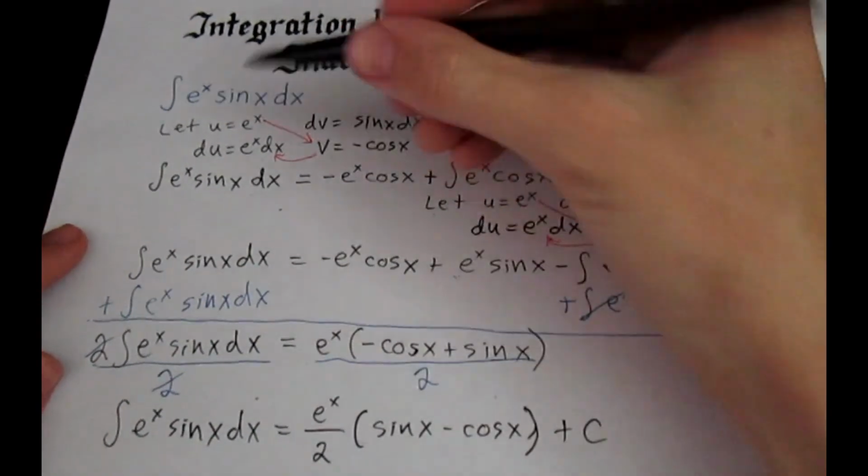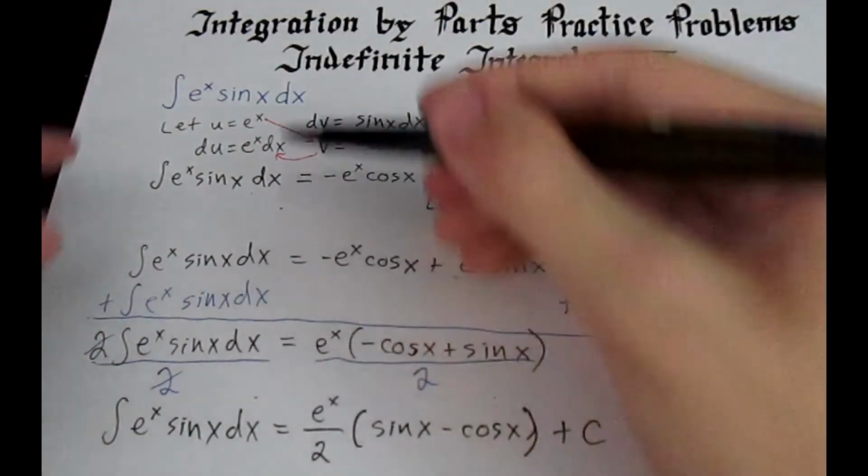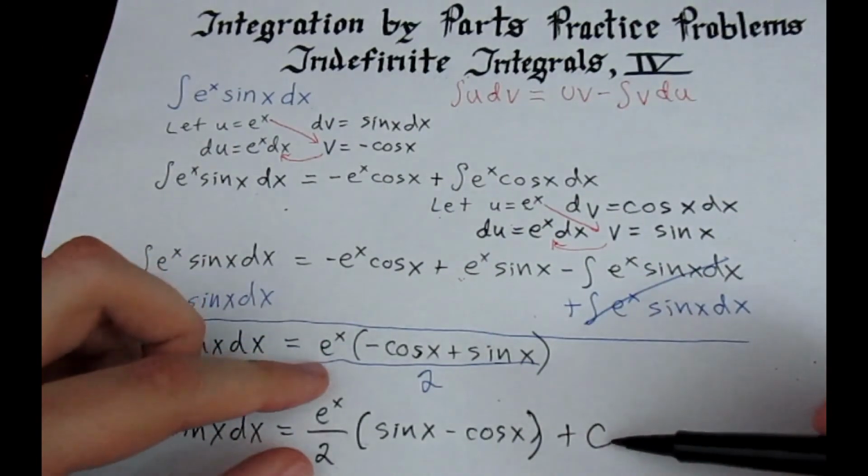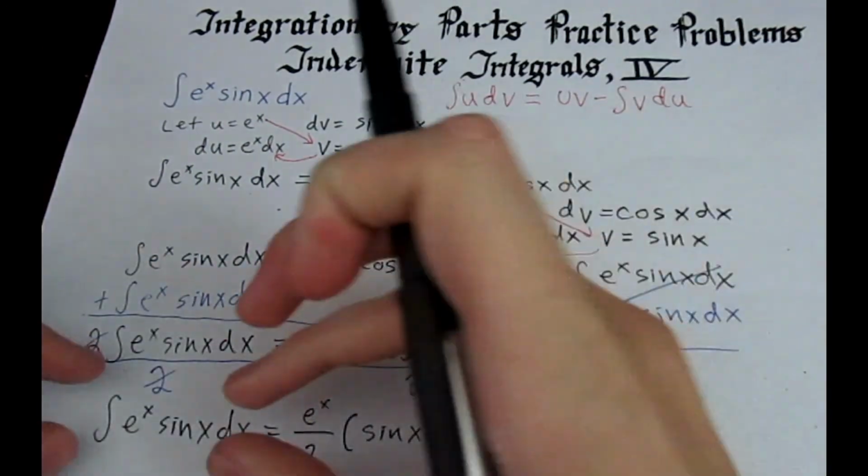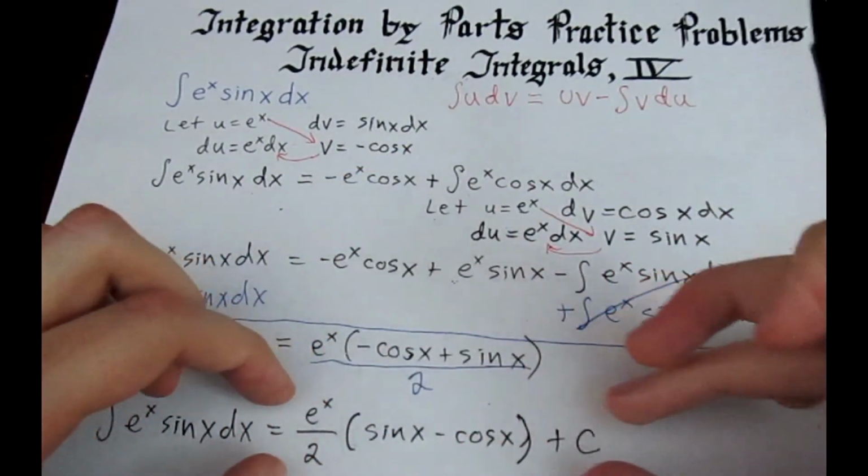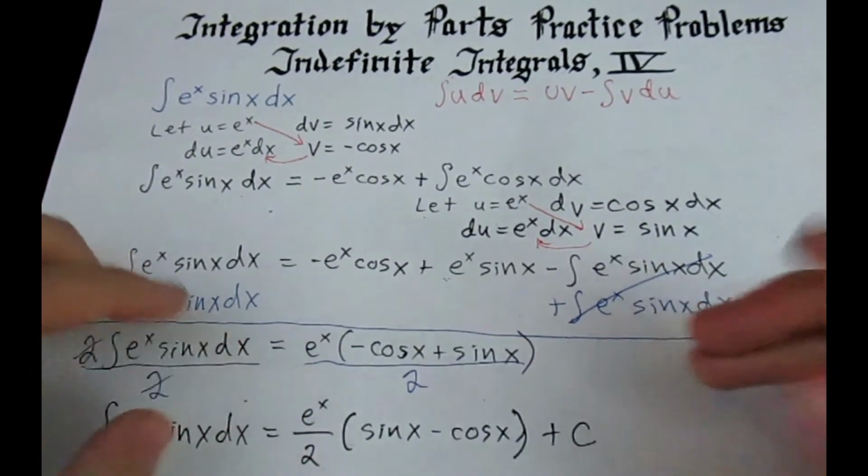And look right here. That is the original problem. We set the original problem equal to something after all this work. This is the original problem. It equals that. That's the answer right there.